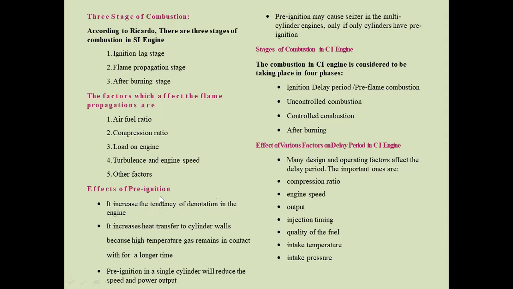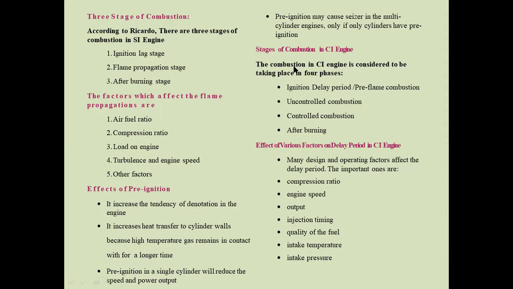If pre-ignition happens in the SI engine, it increases the tendency of detonation in the engine. It increases the heat transfer to the cylinder walls, because the high temperature gas remains in contact for a longer time. Pre-ignition in a single cylinder will reduce the speed and the power output. So these are all the factors affecting the engine process when pre-ignition happens in the combustion chamber.